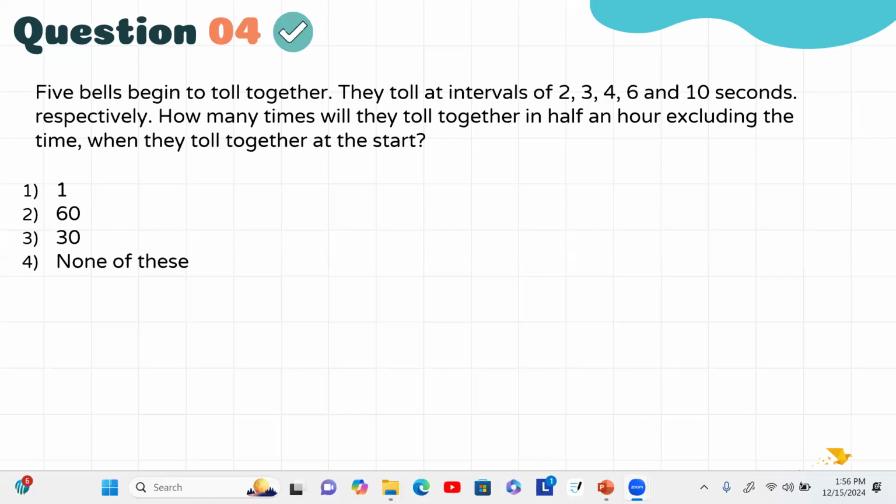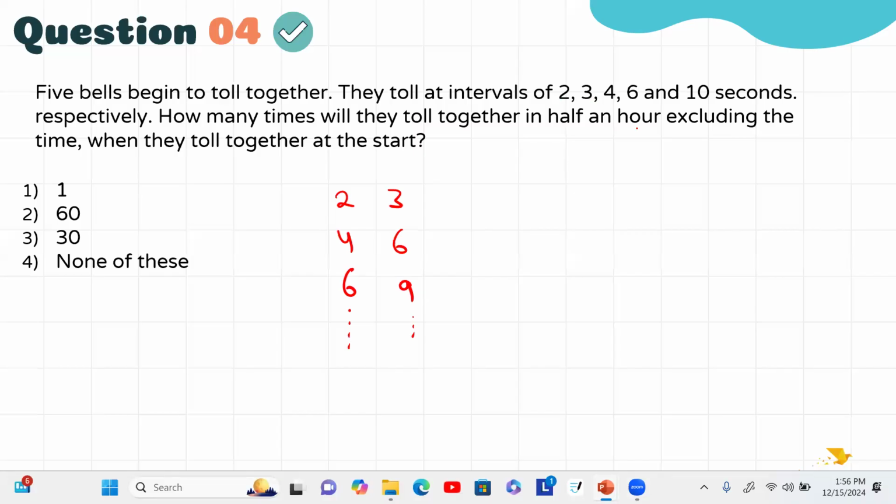All right, I have given enough time. Let's start. So there are five bells that begin to toll together. They toll at intervals of 2, 3, 4, 6, and 10 seconds respectively. So it's similar to the traffic signal example that I gave you. So the first bell will ring at 2 seconds, then 4 seconds, then 6, and so on. Second, 3, 6, 9, and so on. So I can clearly see that's the case of multiples. So it's a case of LCM, right?